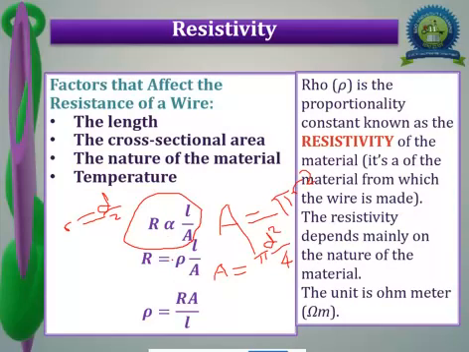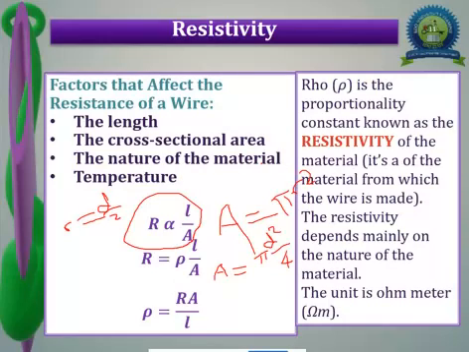Okay? So from this, the constant of proportionality here is R is equal to rho L over A, where rho is the resistivity. Rho is the resistivity of the material.